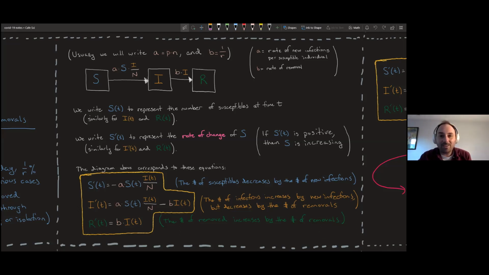All right, so we've got these three equations that talk about how the variables are changing. And you see S prime, S is changing, it's always negative. You have negative times that term. It can only decrease because the arrow only leaves.